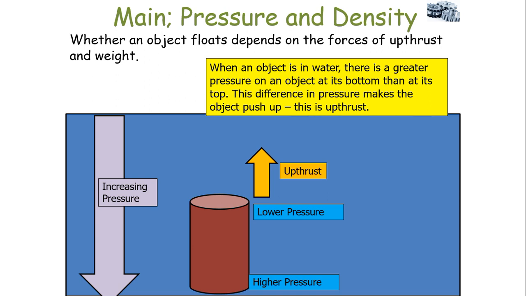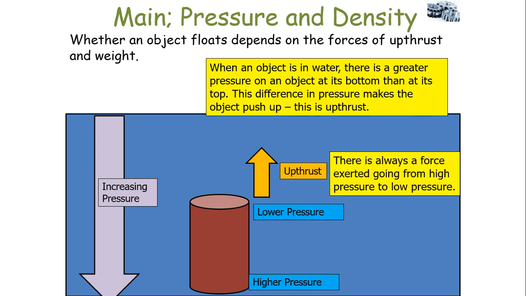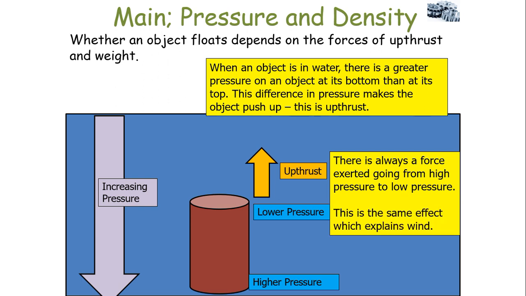So to clarify, because we know in an open system that the pressure increases with depth, there must be a higher pressure at the bottom of an object submerged in a liquid compared to that at the top of the object. So therefore, we've got a difference in pressure, so therefore we've got a resultant force, and so therefore upthrust is produced. Now, the force is always exerted from the high pressure to the low pressure, so it's always acting upwards, which gives its name upthrust. This is also the same effect which explains wind in the air.